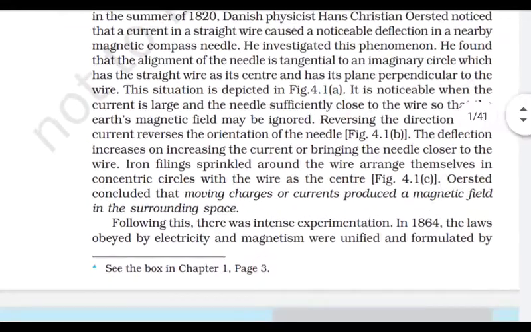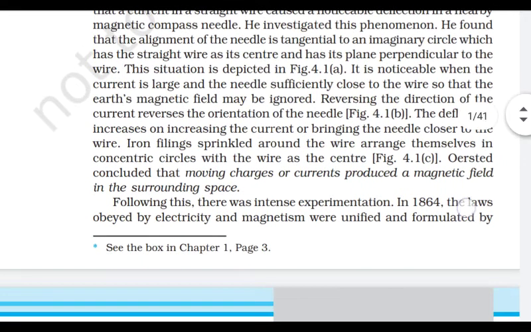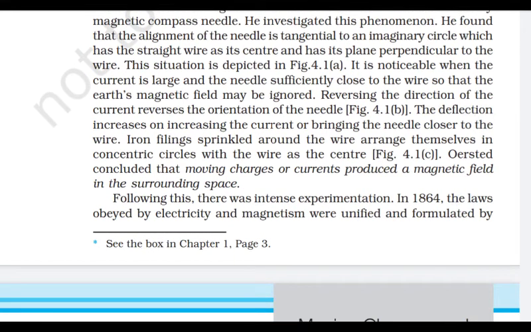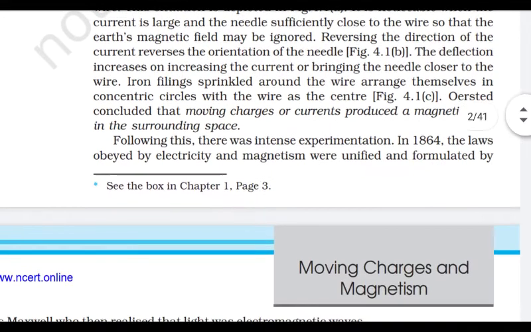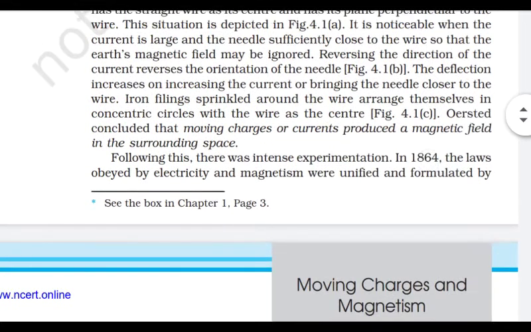Iron filings sprinkled around the wire arrange themselves in concentric circles, as we have seen. So Ørsted concluded that a moving charge or current produces a magnetic field in the surrounding space.